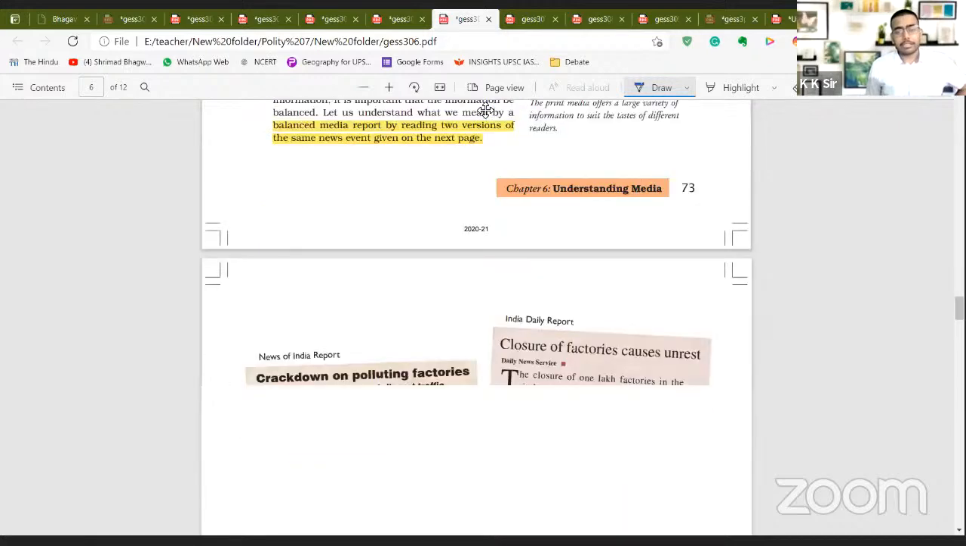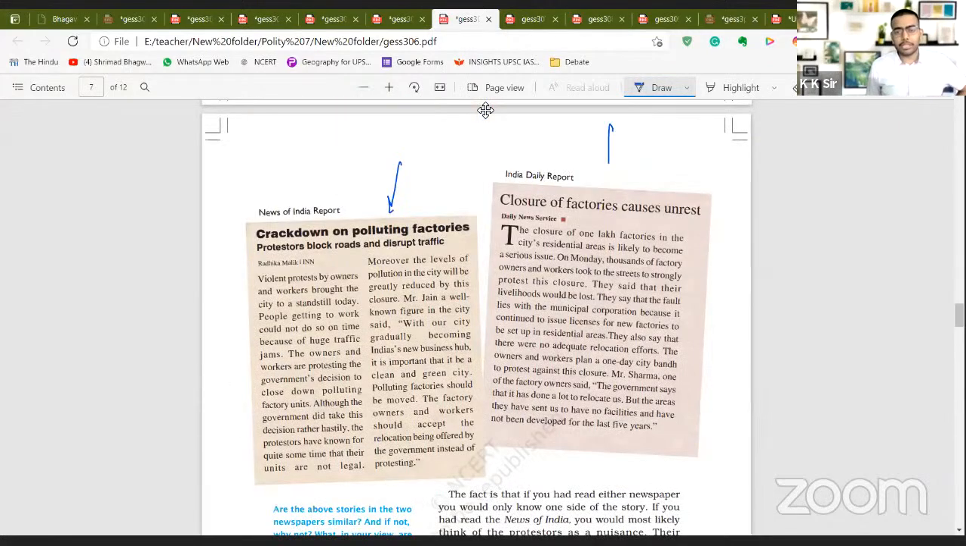Let's see, these are the two. I'm not going to read this. You can read it on your own time, but I'm giving you the explanation. The same incident is covered by two newspapers, and let's see how they are biased about each other. What do you understand by reading this headline? Crackdown on polluting factories. Protesters block roads and disrupt traffic.